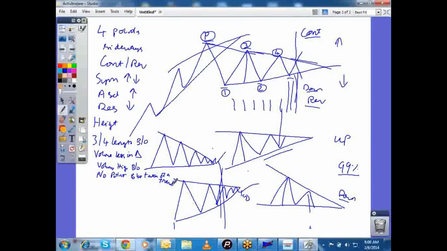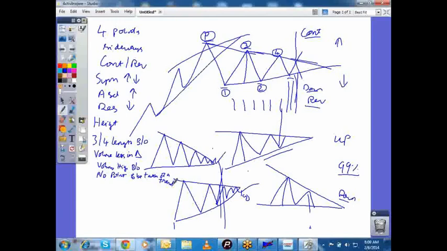So as I said, this might not be there in the books also. It is there in one of the books, but I don't think it will be there in John Murphy. So clear on this? 4 points: sideways market, continuation as well as reversal, symmetrical.